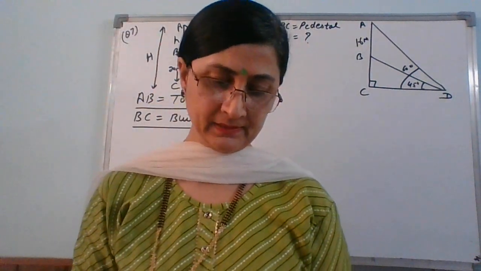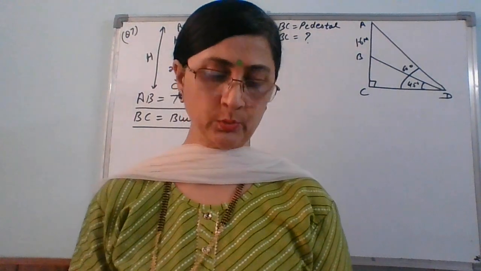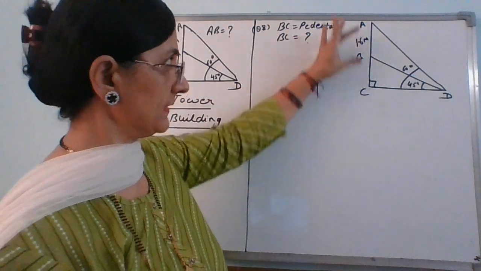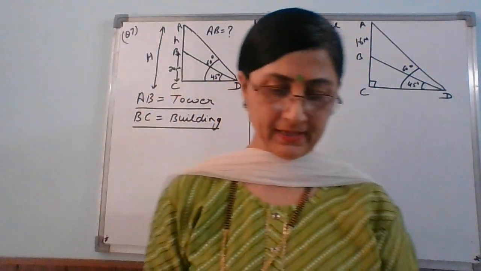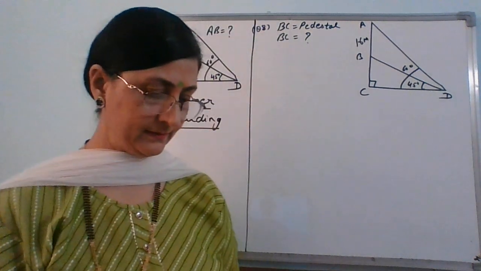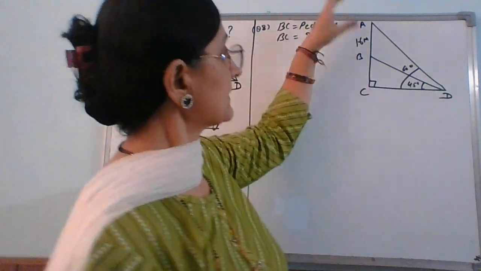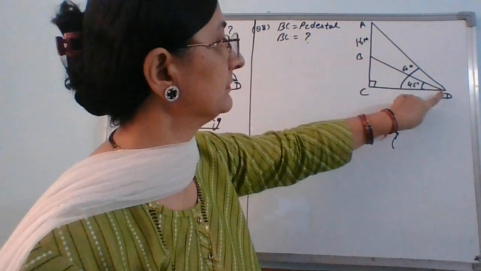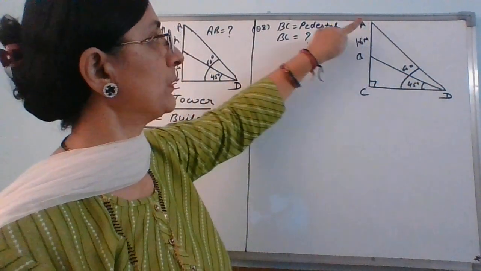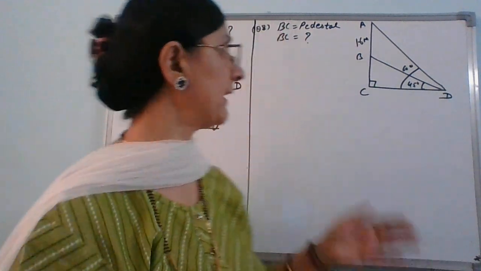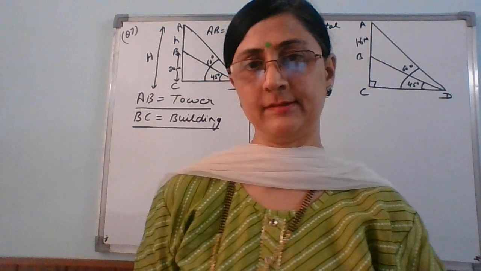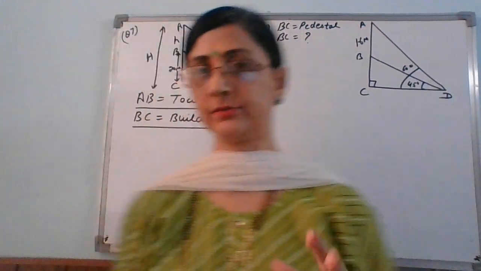Now I'll read this question also. 8th one. A statue 1.6 meter tall stands on the top of a pedestal. So here it's the pedestal, here it's the statue, right? The angle made from the bottom of the statue is 45 and at the top of the statue is 60 degrees. So here we have to find the height of the pedestal, right? So these were the statements. Now let us do these questions.